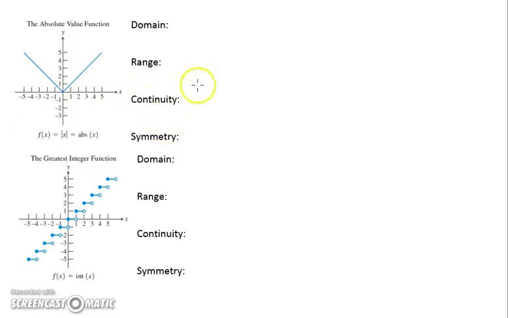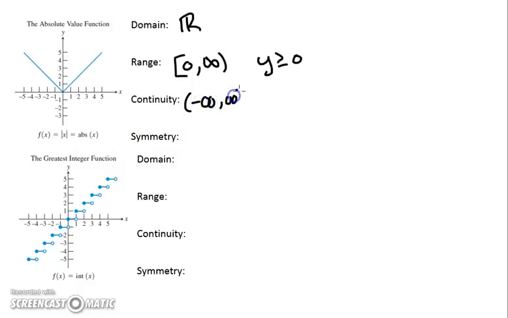Next, we're going to have the absolute value function. So the domain is all real numbers. The range is 0 to infinity. Or if you want to go with this way, we can say y is greater than or equal to 0. Continuity, it's going to be continuous from -infinity to infinity, so over its entire domain. And this is an even function.